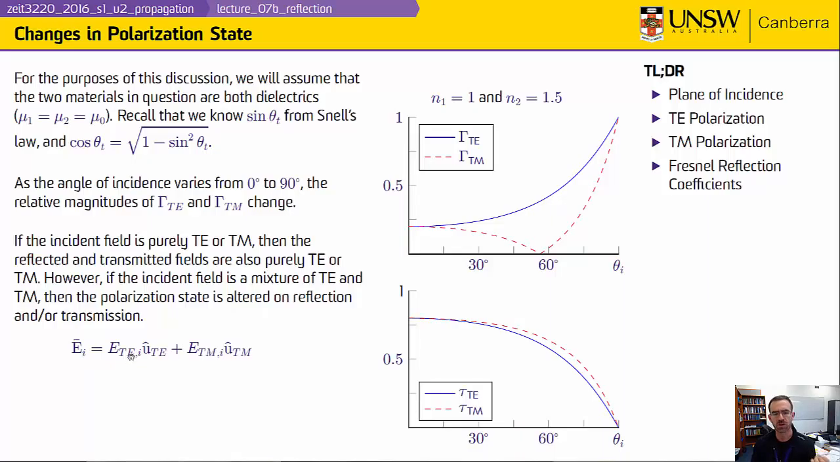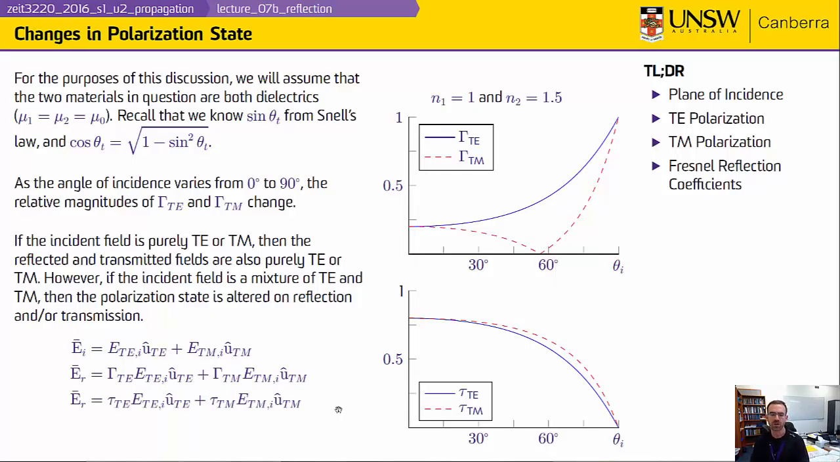So here I've got the incident field that's in part TE, part TM, with the unit vectors that define those two directions. Then the reflected fields have changed. Whatever the relative values of E_TE and E_TM were, they've now been changed by the reflection coefficient. That means the polarization state has changed, as we saw in the previous lecture. Likewise, the polarization state of the transmitted wave can change.